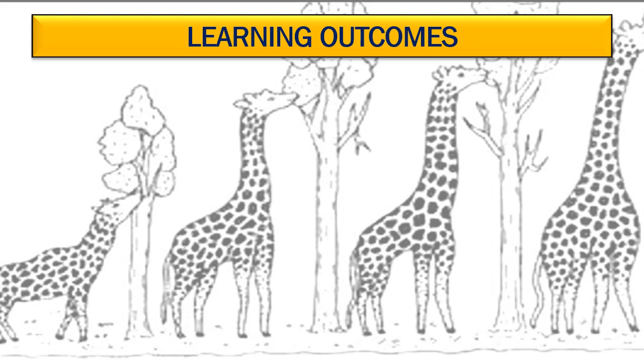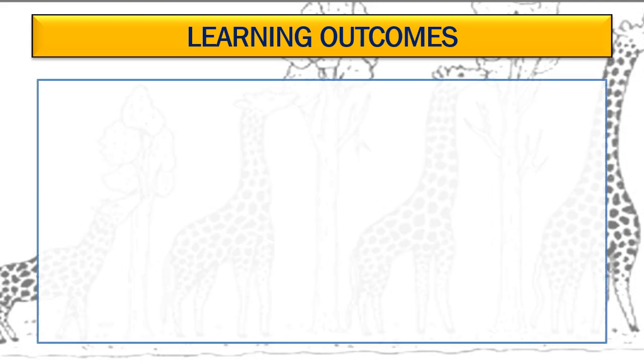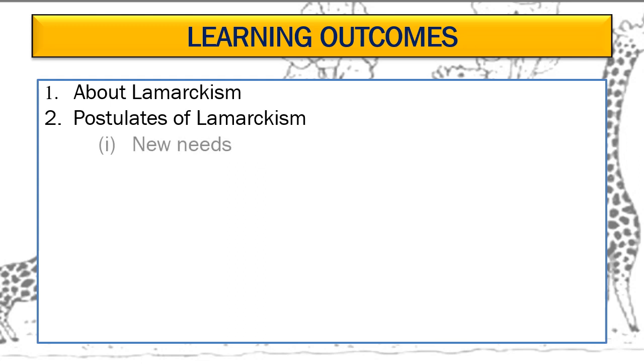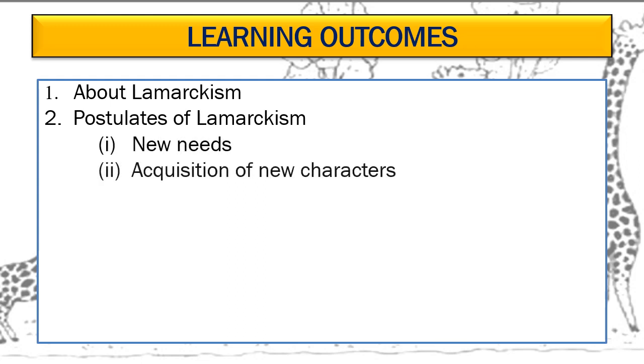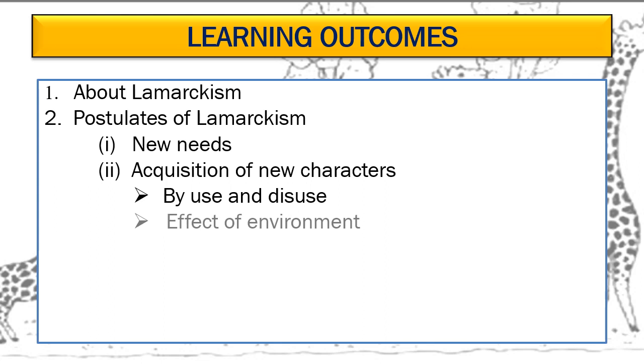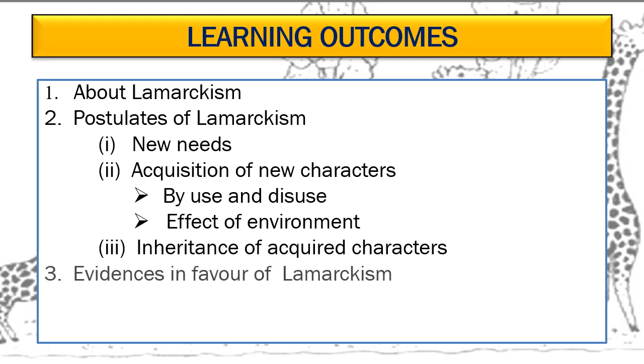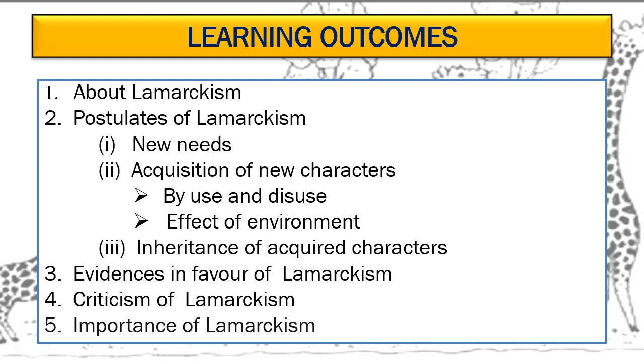Before starting the lecture, let us first consider the learning outcomes. Firstly, we'll study about Lamarckism. Next, we will see the postulates of Lamarckism, like the new needs, acquisition of new characters, which is acquired by two ways, that is use and disuse, and effect of the environment. Then inheritance of acquired characters. Then we will see the evidences in support of Lamarckism, where we will discuss various examples. Then we will also discuss the criticism of Lamarckism, and lastly we will study why Lamarckism is important.